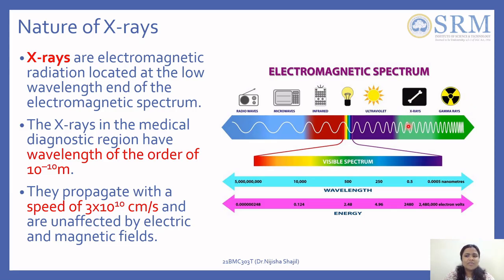X-rays come just before gamma rays in the spectrum. They have a wavelength on the order of 10 to the power of minus 10 meter. They propagate with the speed of light, that is 3 into 10 to the power of 10 centimeter per second, and they are unaffected by electric and magnetic fields. So nothing in the electromagnetic spectrum is going to influence them, whereas there are some waves which will get affected by electrical and magnetic waves.